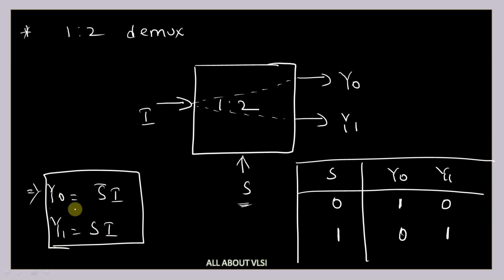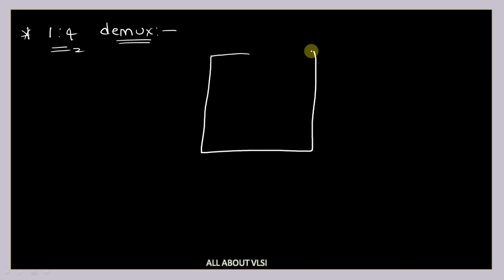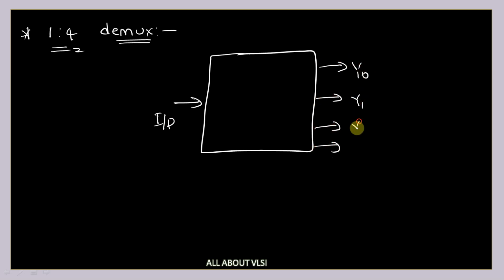So these are the equations of your demux. Is it clear? Okay, first we will discuss one more type of demultiplexer, which is 1 is to 4. Coming to the 1 is to 4 demux, again the same story. We will have one input and 4 outputs, y0, y1, y2 and y3. And we will have two select lines, s1 and s0.